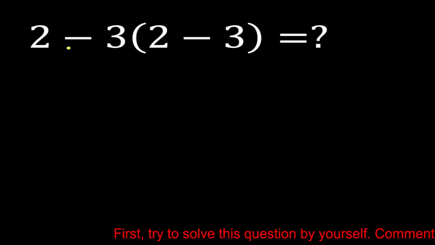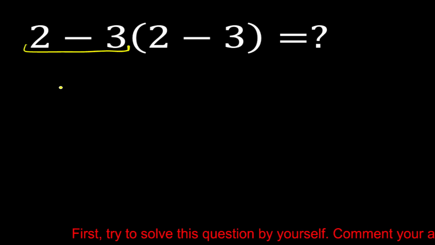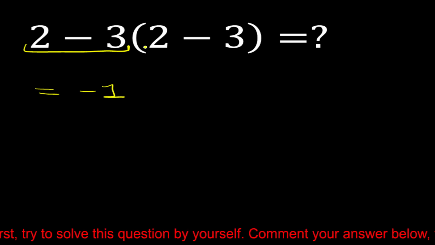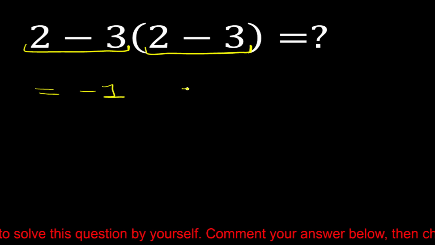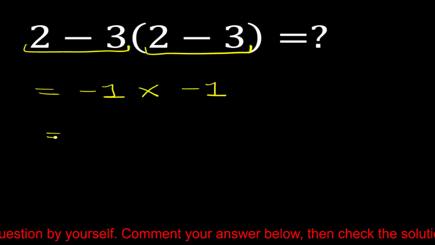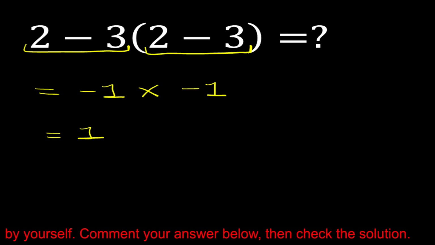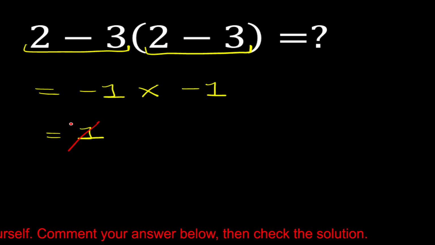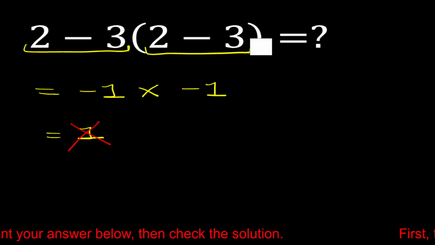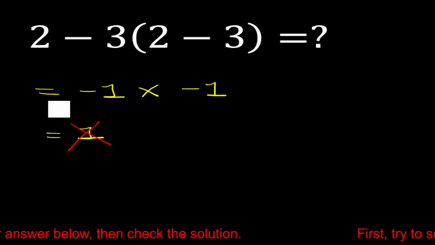So most people solve this question like 2 minus 3 is equal to minus 1. Then again 2 minus 3 is equal to also minus 1. Now minus 1 multiply minus 1 is equal to 1. Okay, but this answer is not correct. This answer is completely wrong. So now let's solve this problem correctly by using the PEMDAS rule.